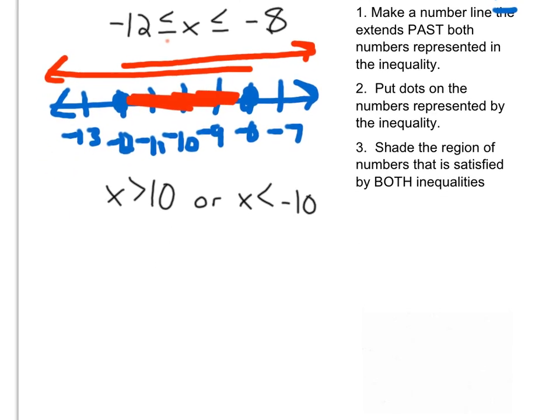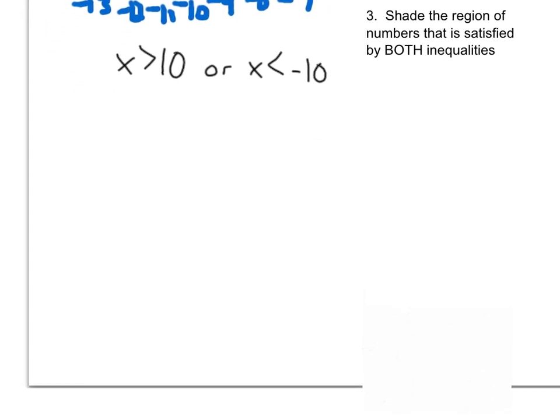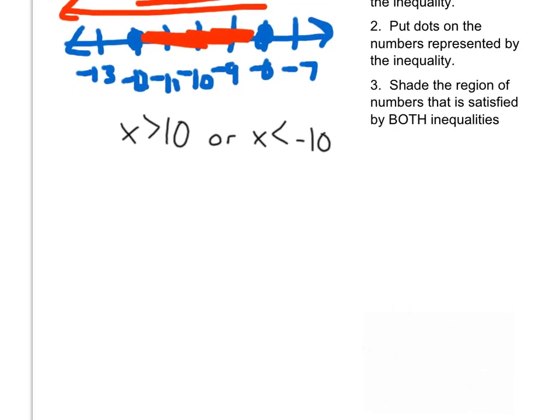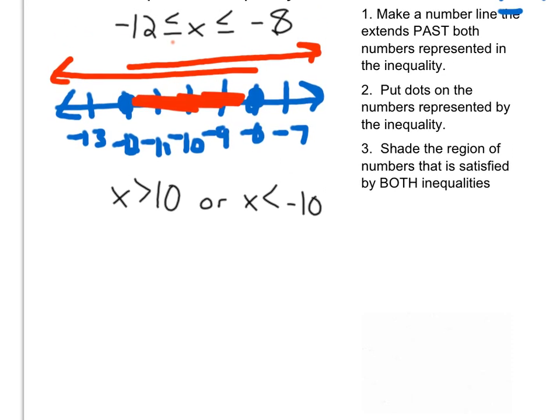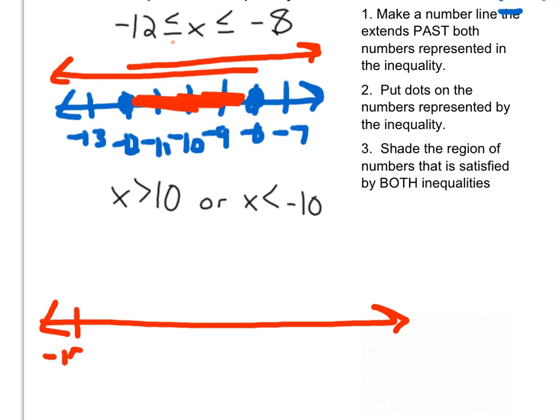Okay, let's try an OR here. So make a number line that extends past both numbers. Well, I've got to go from 10 to negative 10 here. So let's be smart about this. You don't need to put every single number in between them. So let's say I want to count by 5s. Sounds reasonable. So I'm going to start out here at negative 15 and go negative 10, negative 5, 0, 5, 10, and I got to go past 15.